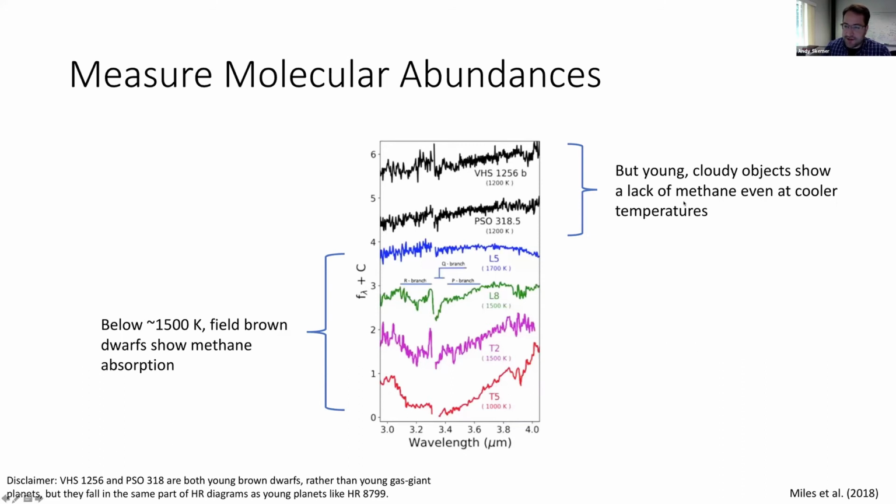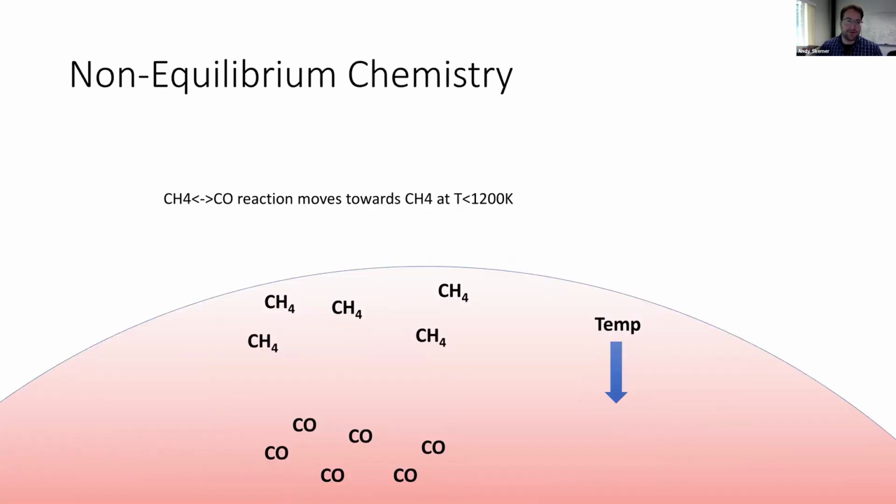But actually, if you look at younger objects, they seem to lack methane at even these colder temperatures like 1200, which would be down here. So it does appear that the chemistry of young versus old objects is different. We think this is due to non-equilibrium chemistry.